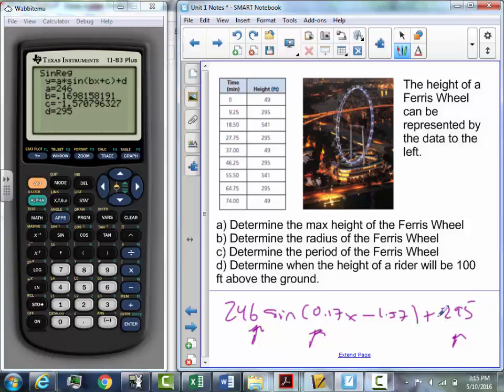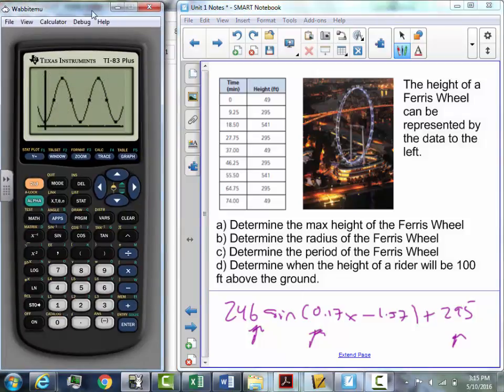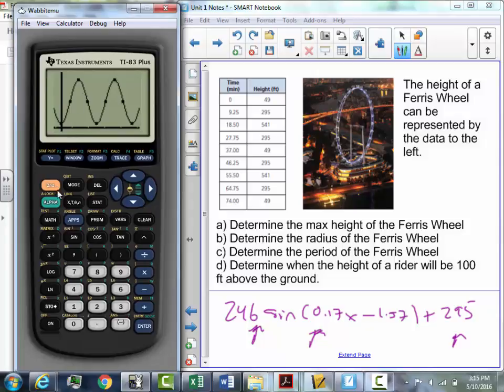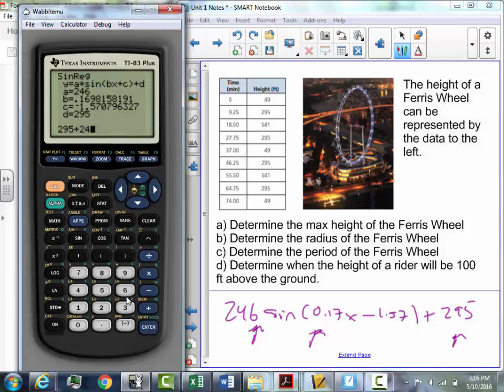How do I find the max height of the Ferris wheel? Well, I could go to the graph and try to find out how high this thing gets. It's 540. Yeah, it looks like it's 540, 541, at this point right here, right? But here's another way I can figure that out. This is the midline of the graph at 295, and it's going to go up 246. If it starts in the middle at 295 and goes up by 246, the highest it's going to get to is 541.